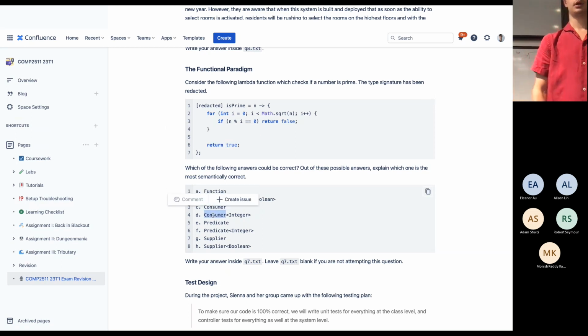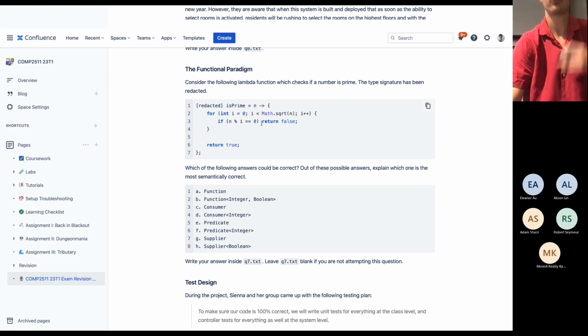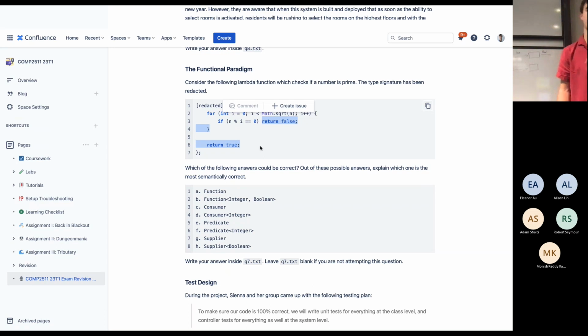Consumer. A consumer is a type of functional interface that only consumes. It takes in stuff, but it doesn't give you anything back out. It's like the Cookie Monster. In this case, it takes in an integer and doesn't give anything out. Well, immediately we know that's not true because we return something. So it can't be a consumer.